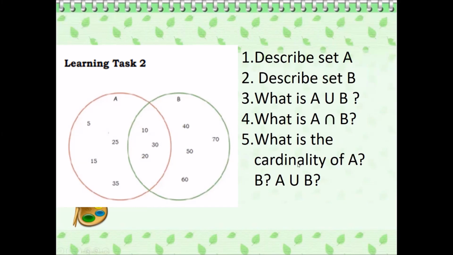And what is the cardinality of set A? So you just count all the elements in set A, and in set B, count the number of elements in set B, and count the number of elements of the union of both set A and set B. So you just count all the numbers that you see in the elements of set A and set B. So I hope it is clear to each one.